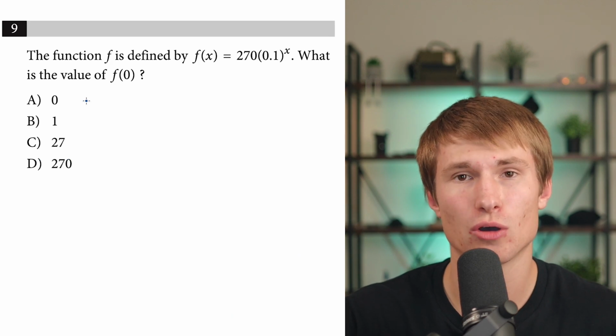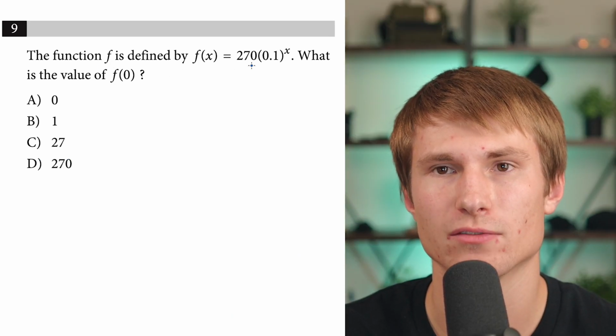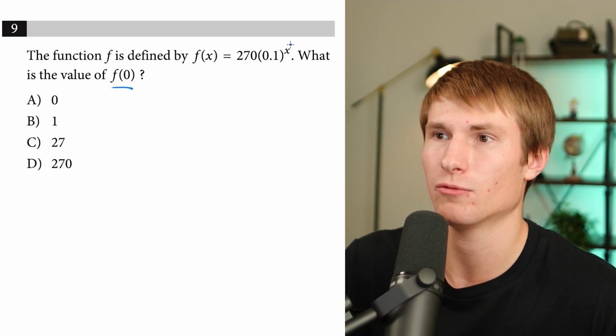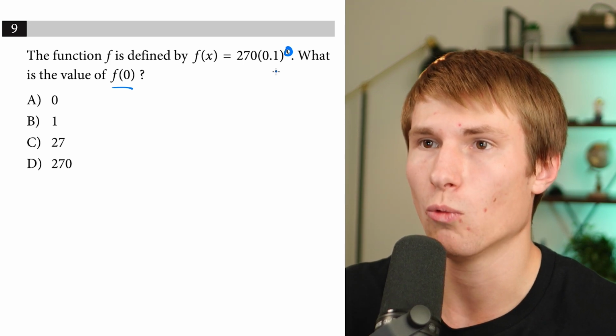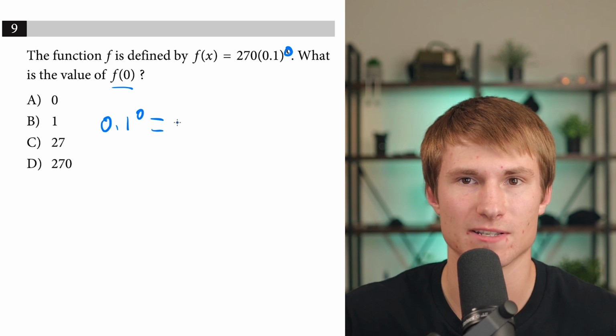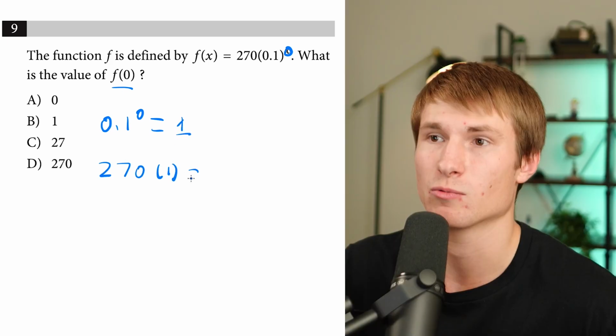Here's something you need to know about when the exponent is 0 for the SAT. Question 9 states the function f is defined by f of x is equal to 270 times 0.1 to the power of x. What is the value of f of 0? Well, if we plug in 0 for x, we have 0.1 raised to the power of 0. Now, 0.1 raised to the power of 0 is like any number raised to the power of 0. It's going to equal 1. Therefore, you're going to end up with 270 times 1, which is just going to equal 270, and your answer will be answer choice D.